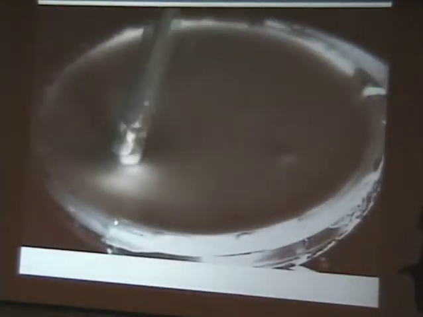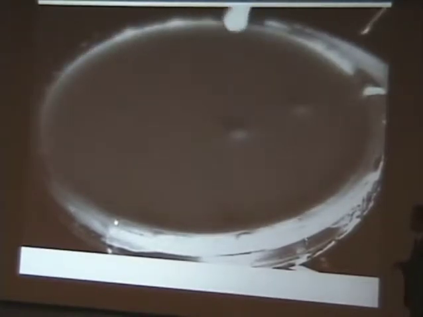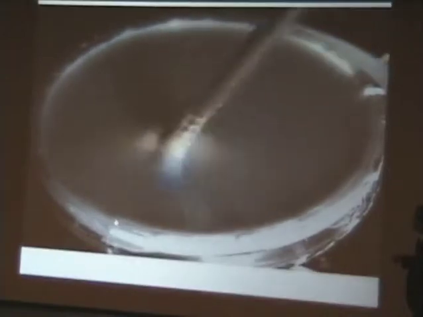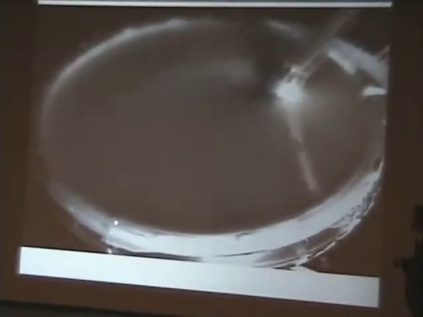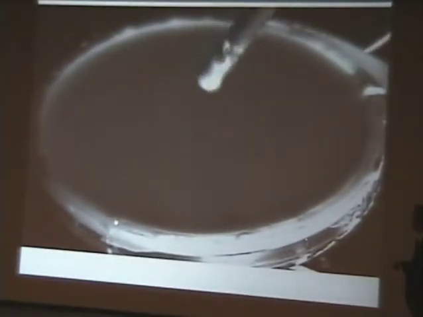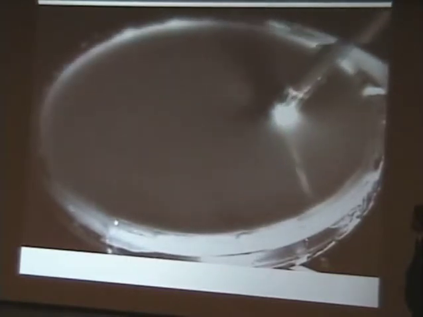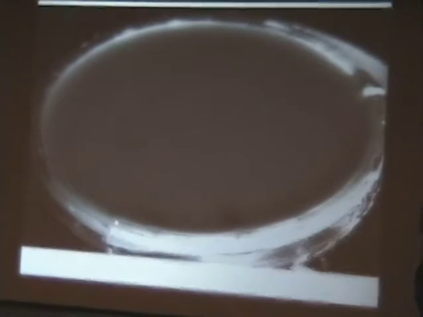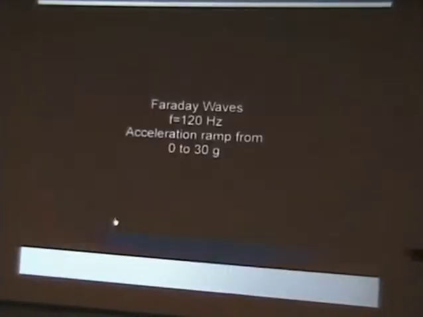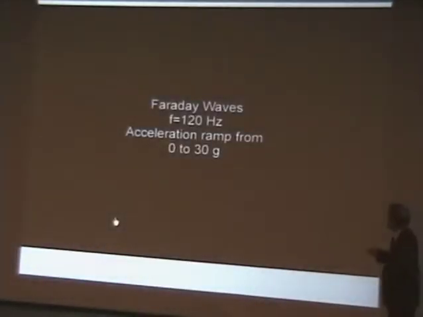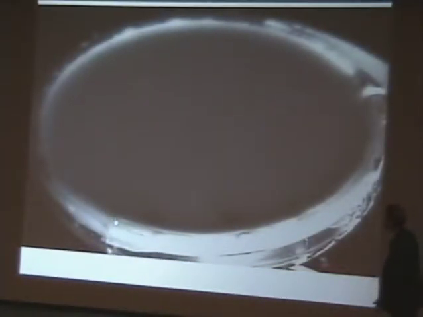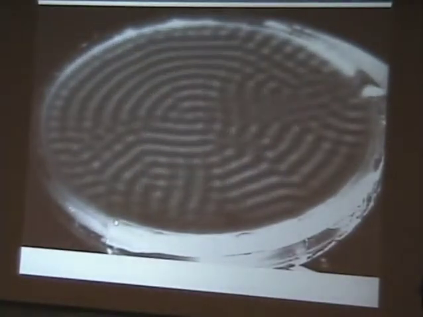So this is the layer at rest. The container is not being shaken, just showing you that it's an ordinary fluid. It's a little bit thick, but it's just like you might stir it in the kitchen in a pot. Now we can start vibrating this layer up and down, and here the vibration amplitude, that is the maximum acceleration, is increased from 0 up to 30 times the acceleration of gravity.